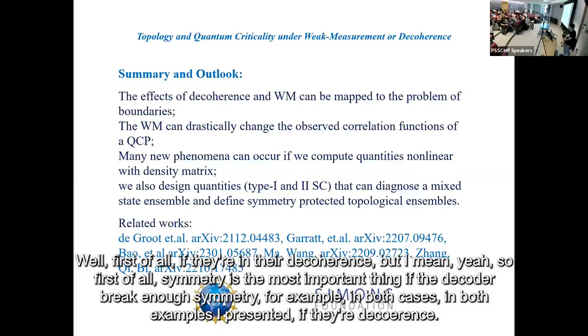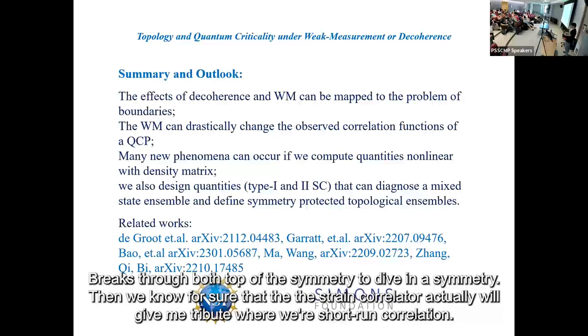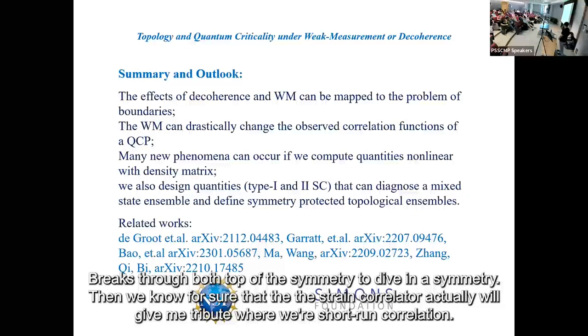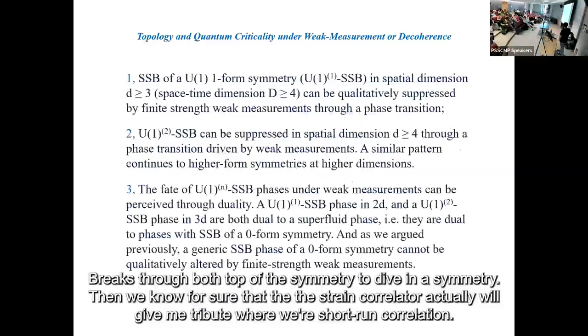First of all, symmetry is the most important thing. If the decoherence breaks enough symmetry, for example, in both examples I presented, if the decoherence breaks their double symmetry to diagonal symmetry, then we know for sure that the strange correlator will give me trivial, short-range correlation.